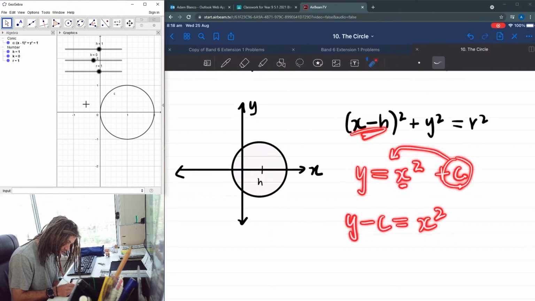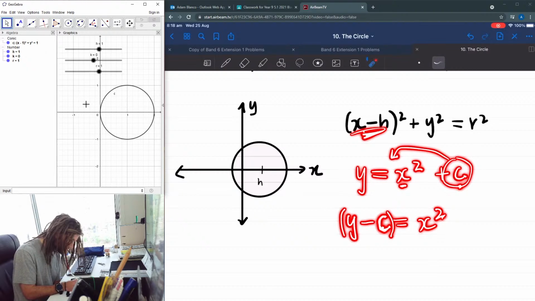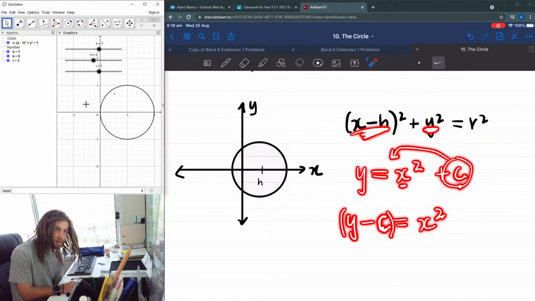So now that I've got that, I've got this minus c right next to the y, and I could draw a set of brackets there. Now that's actually moving this in the positive y direction, just like this is moving it in the positive x direction. So really, all I need to do is replace this y with a y minus something, and that's going to move it up and down.